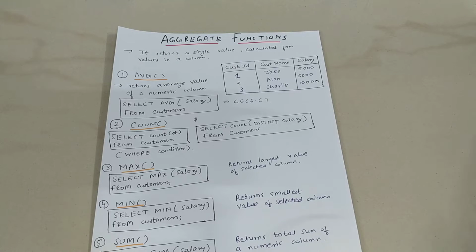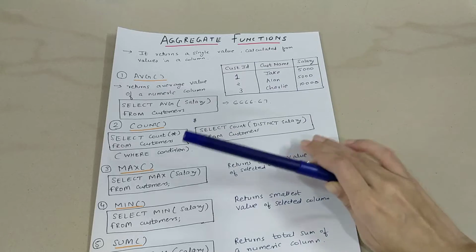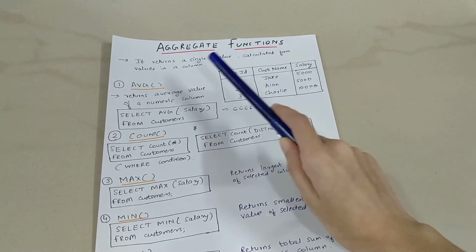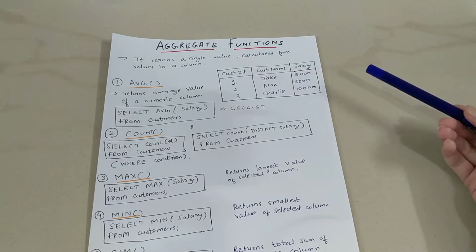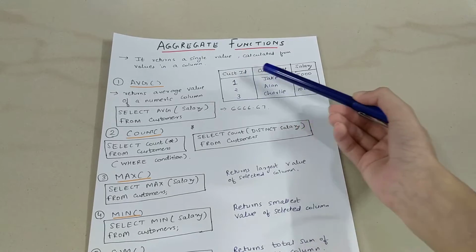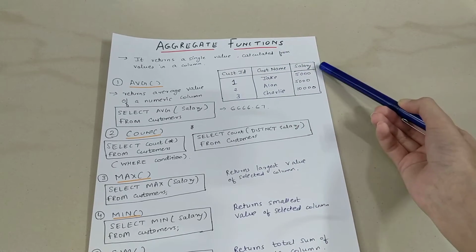In today's video we are going to learn about aggregate functions. So aggregate functions basically return a single value which is calculated from multiple values in a column. For example, we have this table customers where we have customer ID, customer name and their respective salaries.